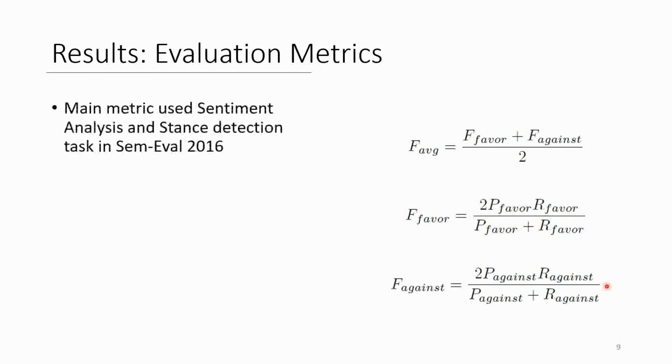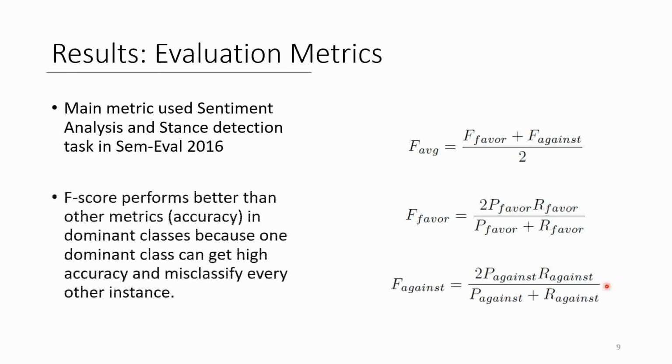The evaluation metric used in stance detection tasks is F-score. F-score performs better than other metrics like accuracy with a dominant class, because one dominant class can get high accuracy and misclassify every other instance. And in stance detection, we usually have the problem of unbalanced data.